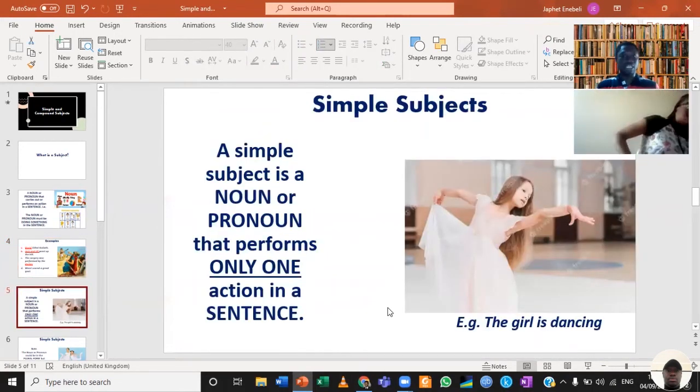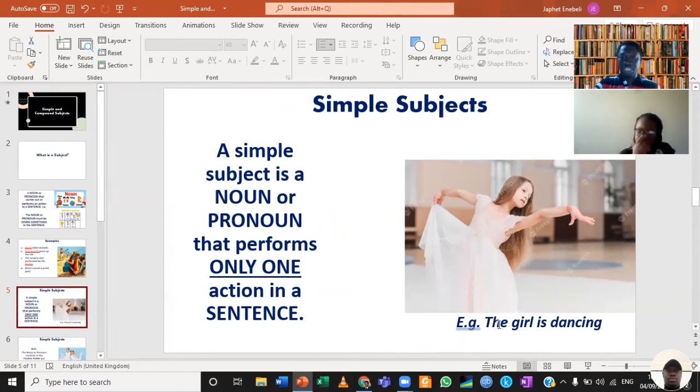Now, please listen. I will send this slide to you also, for you to go through. No, I will send the video to you, okay? A simple subject is a noun or a pronoun that performs only one action in a sentence. That means you have just a subject, and that subject is performing only one action.